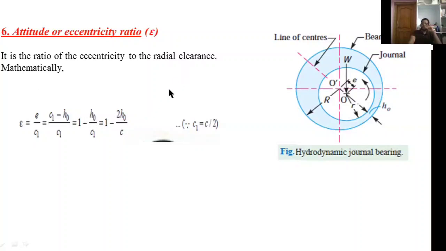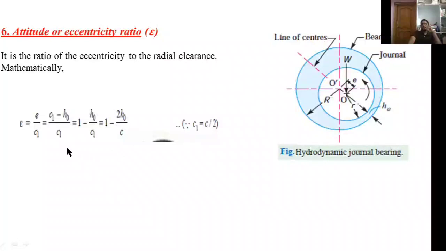In the previous slide, we already discussed eccentricity. Eccentricity is the radial distance between O dash and O. The radial distance between the center of the bearing and the center of the shaft is called eccentricity, denoted by small e. So the ratio of eccentricity to the radial clearance is called eccentricity ratio.